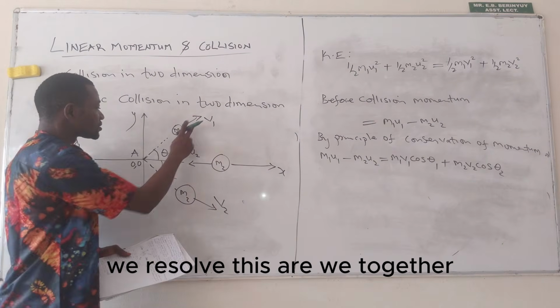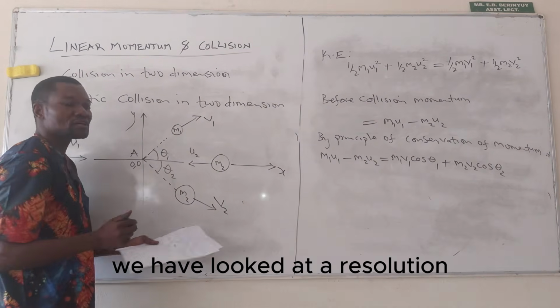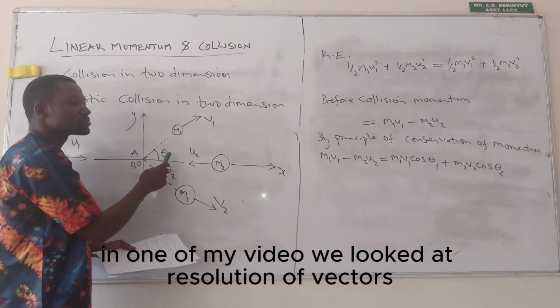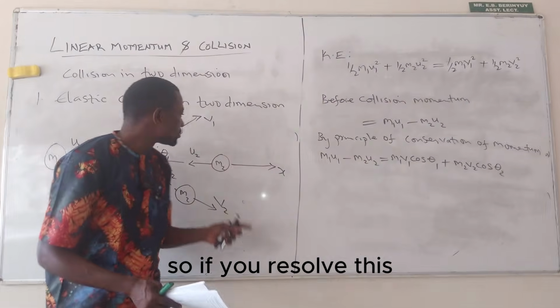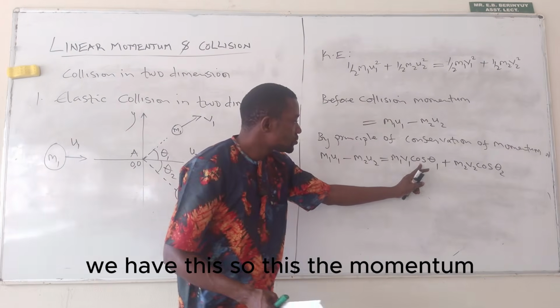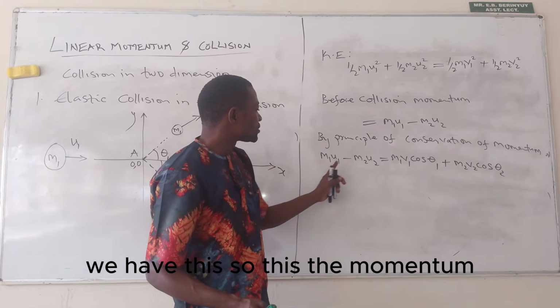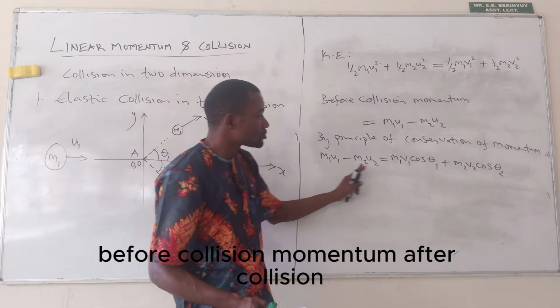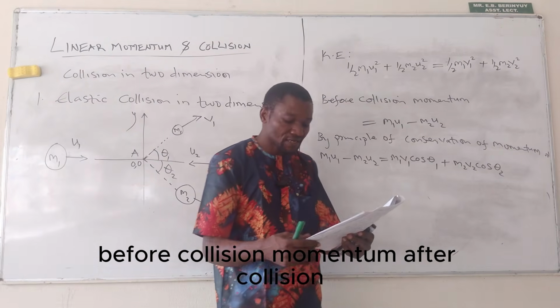So this is how we use it. We resolve this. Are we together? We have looked at resolution in one of my videos, where we looked at resolution of vectors. So if you resolve this into horizontal and vertical components, we have this: the momentum before collision and the momentum after collision.